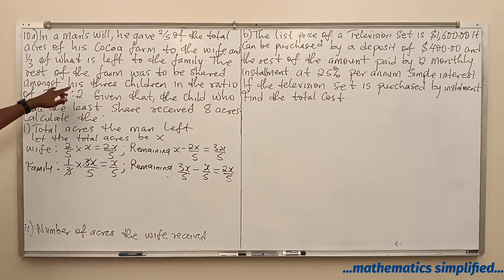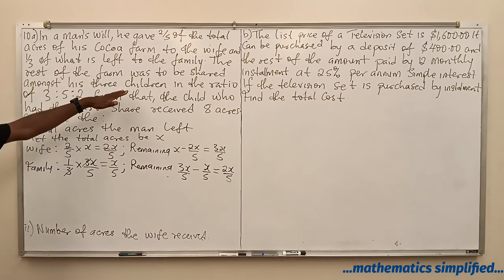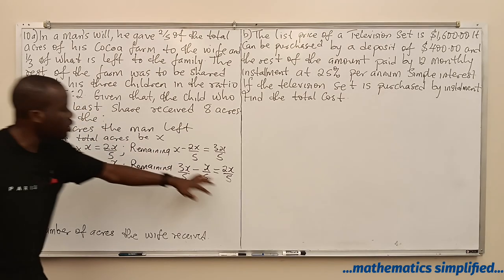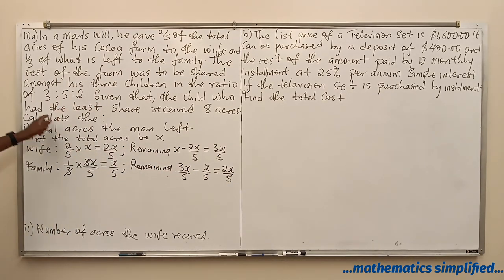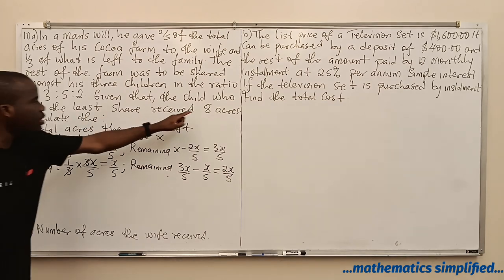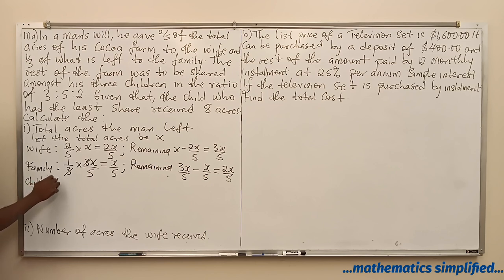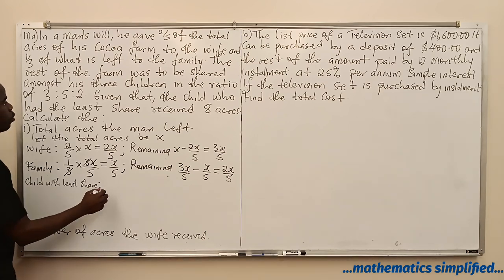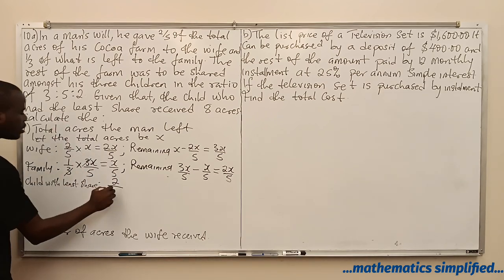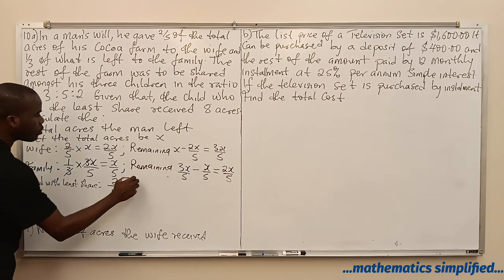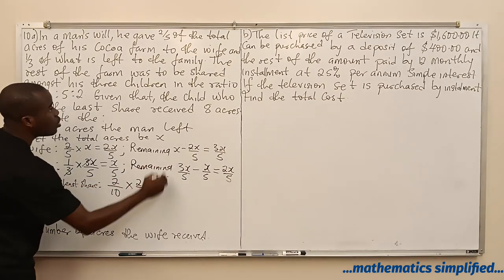Now, we're told that the rest of the farm was to be shared amongst his three children in the ratio of 3:5:2. This is the rest of the farm. Given that the child who had the least share received 8 acres, the child who has the least share is the one that has the least ratio, which is 2. And the total ratio is 3+5+2, which is 10. So the child with least share will receive 2/10 times 2x/5.